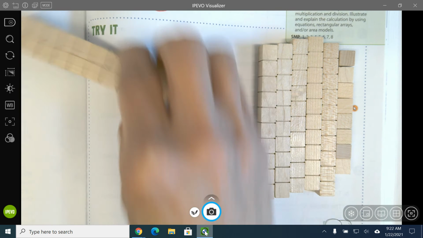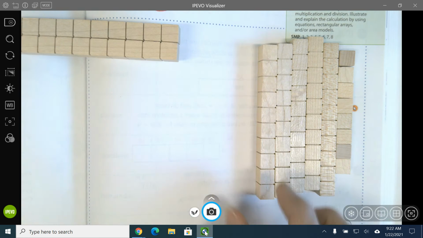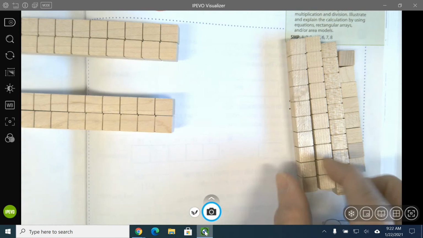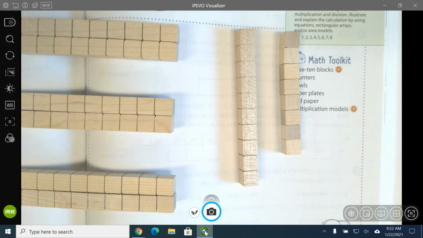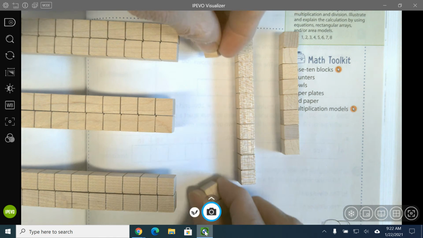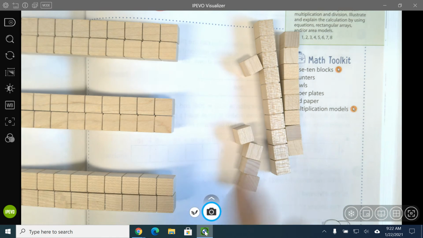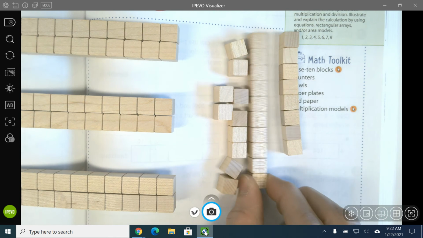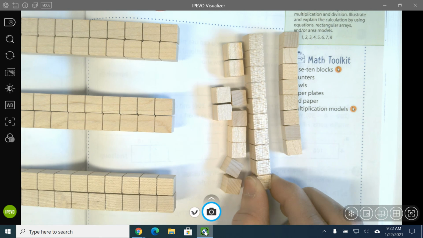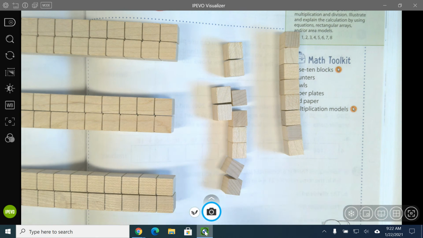So I have 1 group, 2 groups, 3 groups, and then I have 1 over here. I have to trade that in for 10. 1, 2, 3, 4, 5, 6, 7, 8, 9, 10. So there's my 10. I'm trading that in so I can separate them.